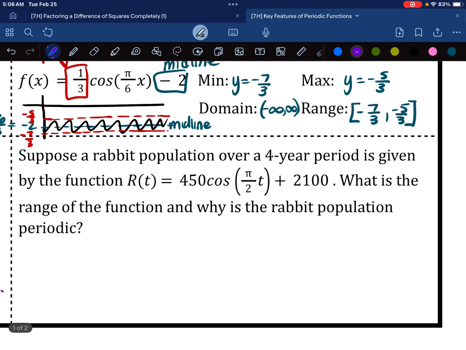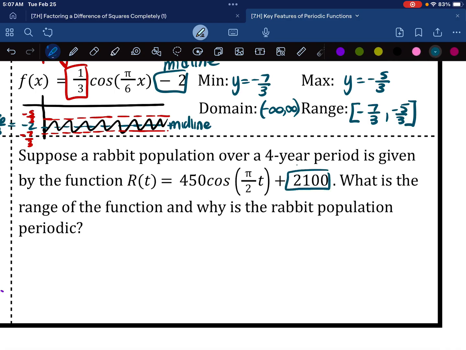Okay, so now here we are with a rabbit population. All right, it's going to look very, very similar. It's going to be just about the same process. So what I'd like you guys to do is I'd like you to pause the video for just a second, and I want you guys to see if you could figure it out on your own for a second. Okay, so hopefully you did pause. Hopefully you listened to me.